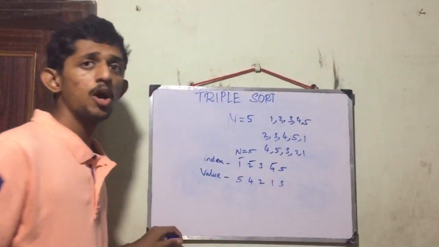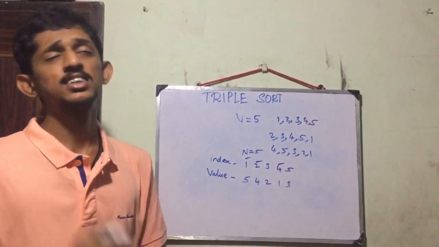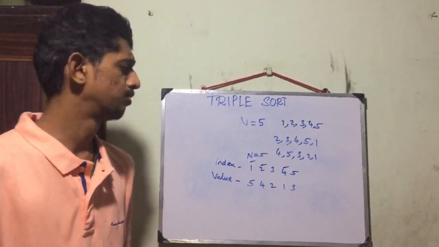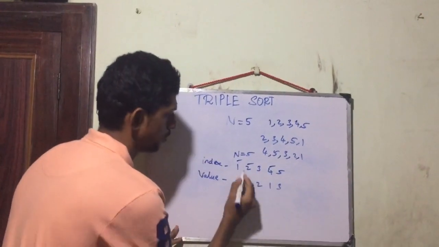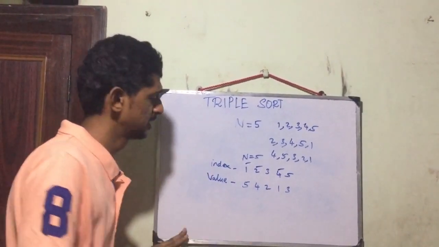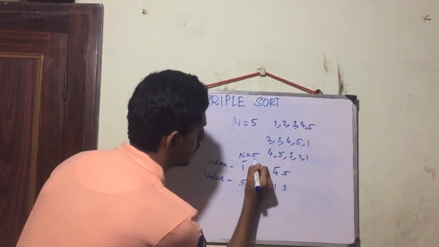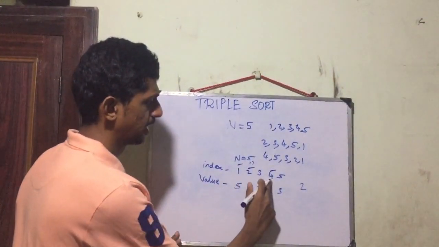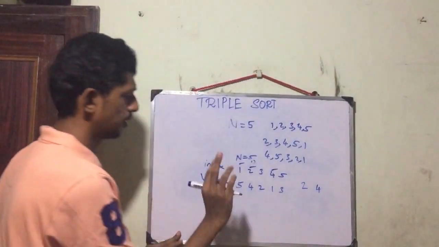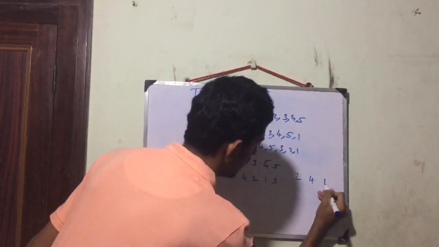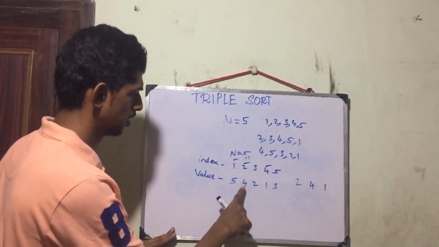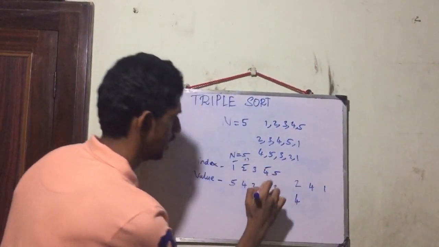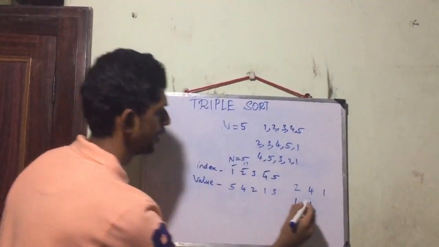Now you have to perform a right cyclic shift. Now what do you mean by a right cyclic shift? That means I have chosen three indexes. My first index is 2, my second index is 4, and my third index is 1, and their corresponding values are 4, then 1, and then 5.